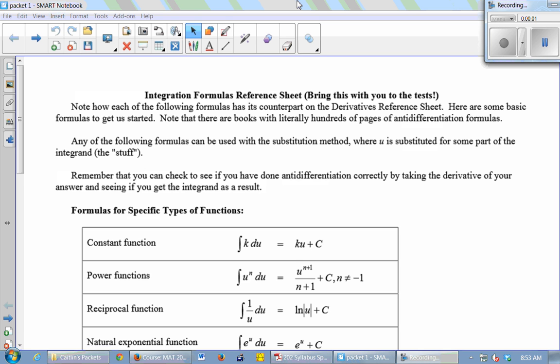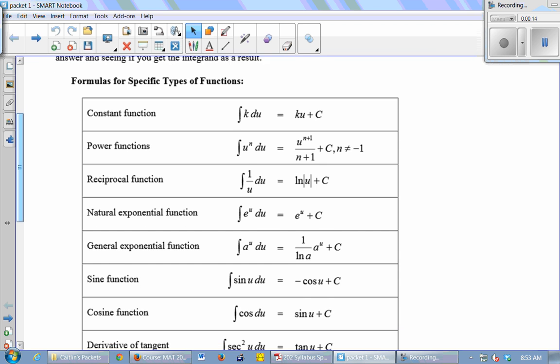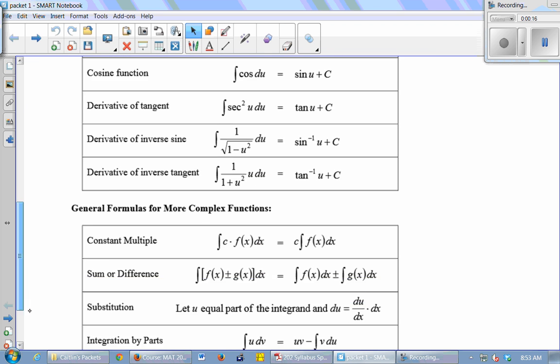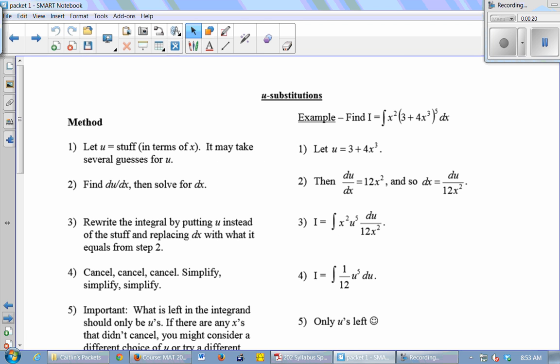We're going to start in packet 1 here. The first several pages are reference material. So we have an integration formulas sheet. Most of these you don't know yet, so you might just keep it in the back of your head that this is here for when we start doing more integration. This is an integration technique.